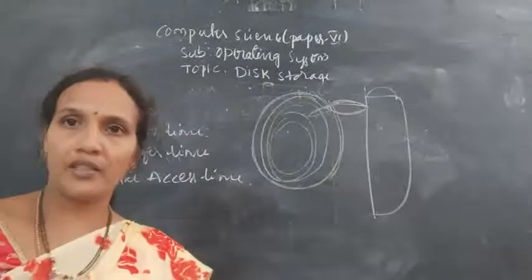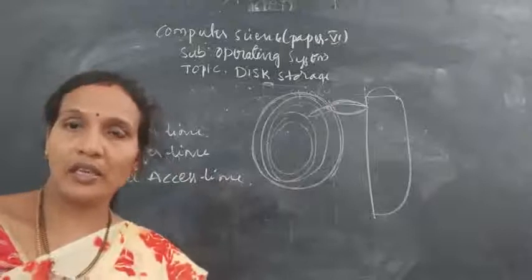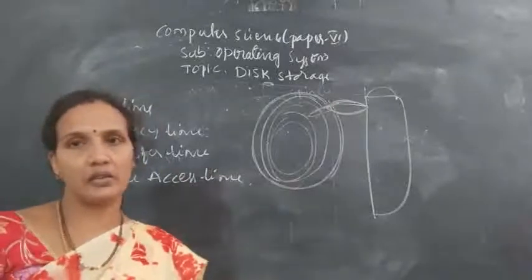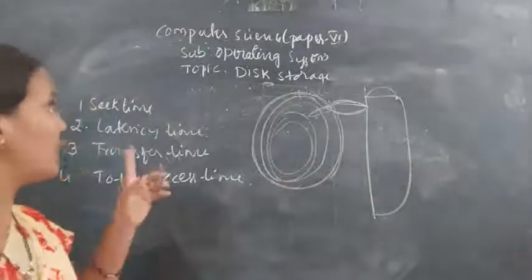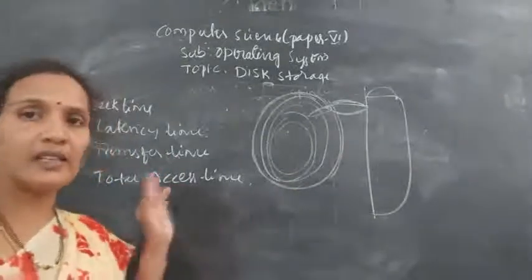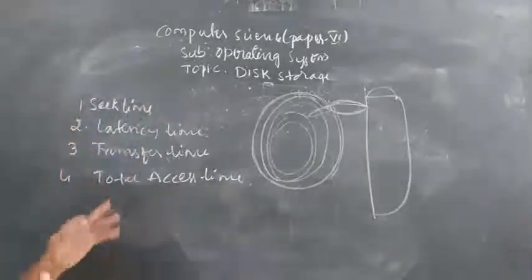Whatever time is required to transfer data to the hard disk and to read data from a hard disk is called the transfer time. So seek time is to locate the track and latency time is to locate the sector. Now come to the total access time.